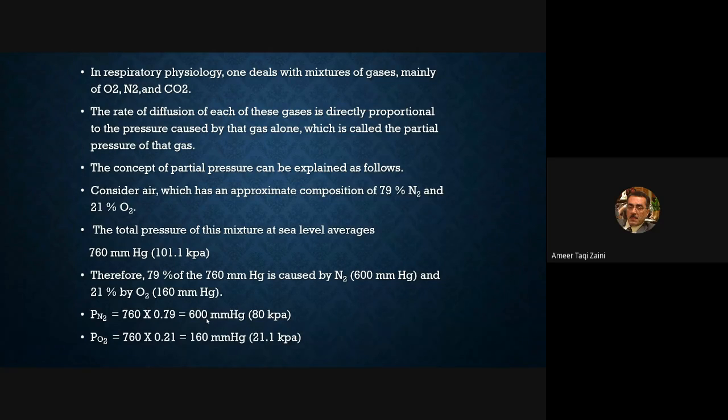So consider the concept with air. Normal air in our atmosphere usually has 79% nitrogen and 21% oxygen. The total pressure of this mixture at sea level is 100 kilopascals. I will use 100 just for explanation. Therefore, the partial pressure of oxygen in this case will be 21%, which equals 160 millimeters of mercury, and the partial pressure of nitrogen will equal 600 millimeters of mercury, which equals 80 kilopascals.